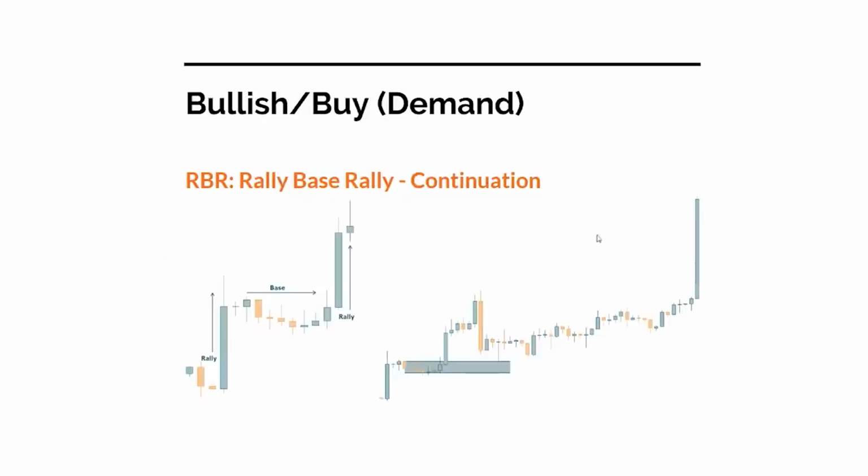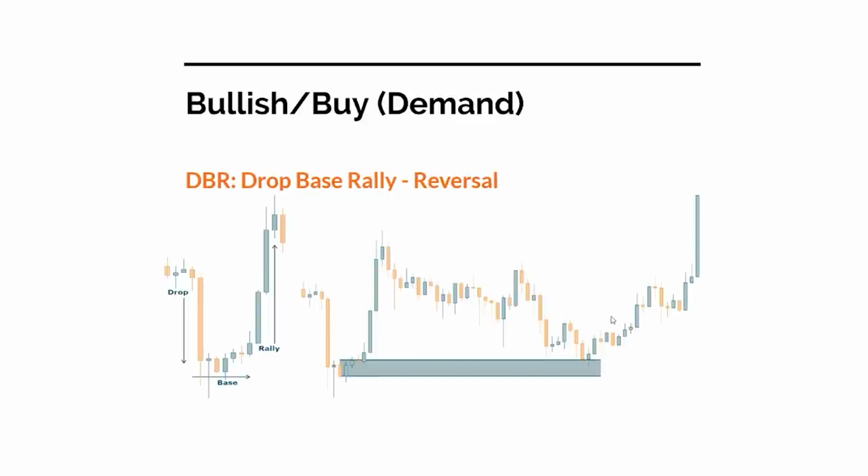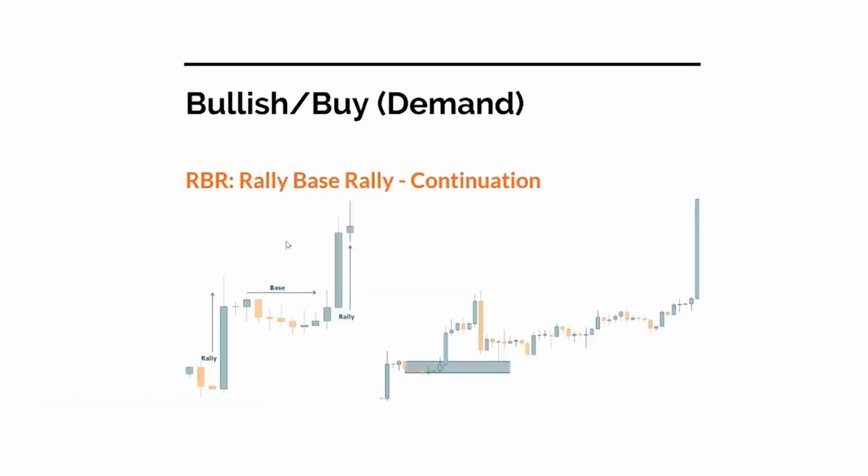That is a reversal. And next we have a rally base rally, and this is a continuation pattern. Basically you have a rally, a base, a rally, just like it sounds. Here's that same area of price. You have a rally, a base, a rally. Once retested, price chops up and goes way higher. So those are the two bullish supply and demand structures. We have a drop base rally, which is a reversal, and we have a rally base rally, a continuation pattern.